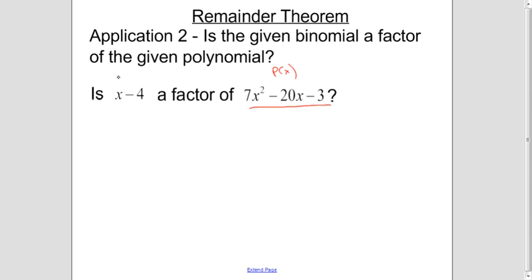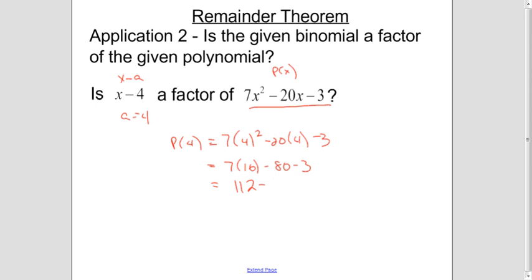So I'll call that expression p of x, and I'll call this expression x minus a, which makes a equal to 4. So I just need to do p of 4 and see that that is equal to 7 times 4 squared minus 20 times 4 minus 3. And then by the order of operations, we get 7 times 16 minus 80 minus 3, which is equal to 112 minus 80 minus 3, which is going to give us 29.